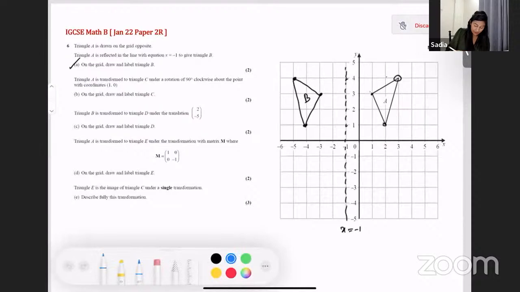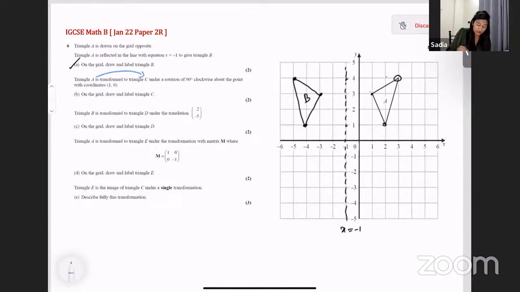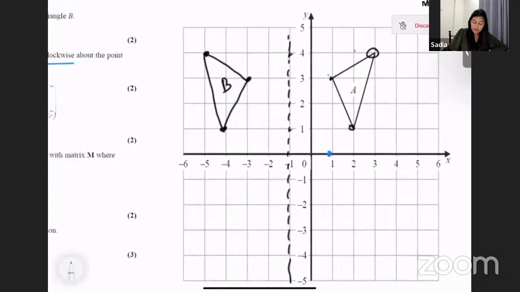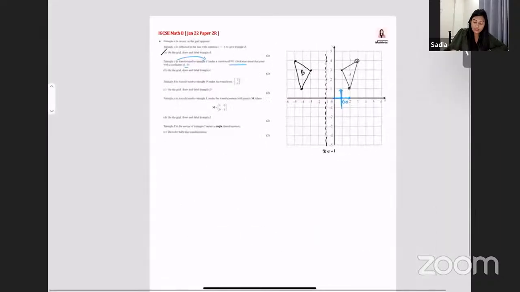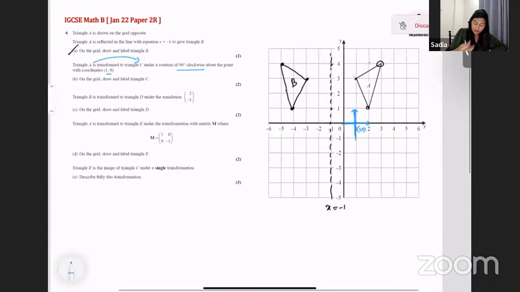Next, triangle A is transformed to triangle C, 90-degree clockwise, about 1, 0. So 1, 0 is here, right? So when the center has changed, you need to draw a small x-axis, y-axis over here to indicate the new center. So the center is now 1, 0. So you need to mention that in the diagram. So everything will be calculated from this point. For part B, everything will be calculated from 1, 0.